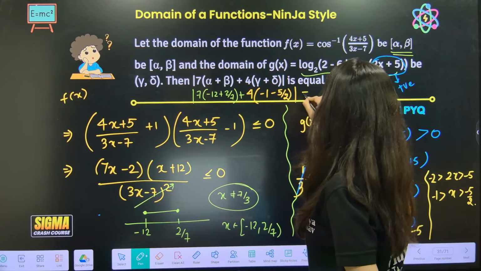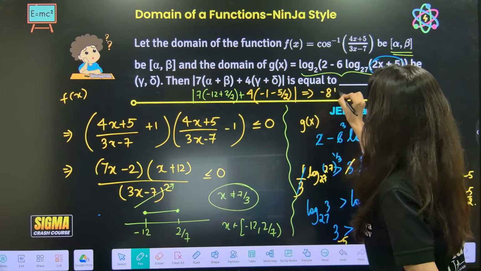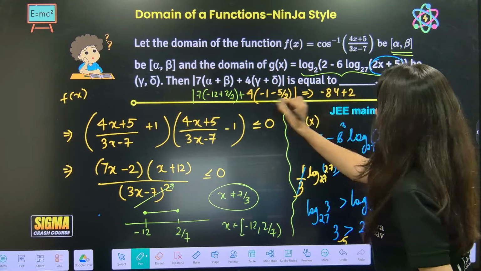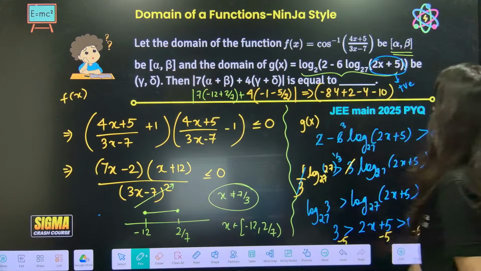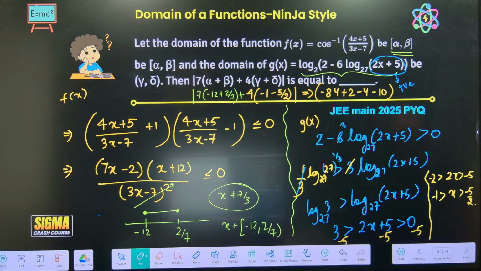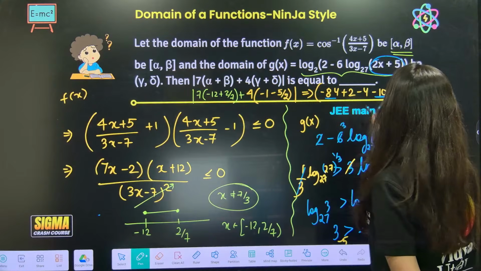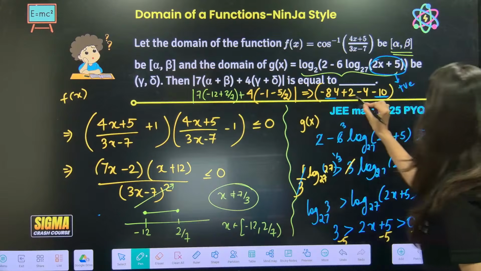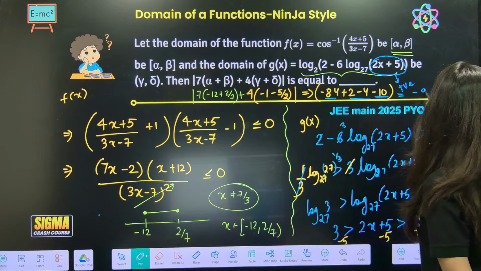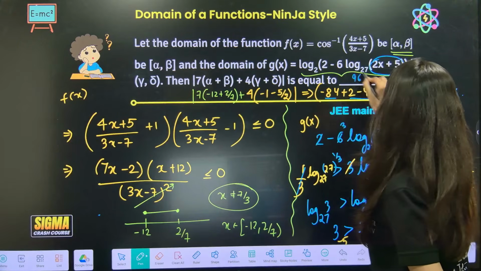Mod closed. Let's solve. If I multiply 7 by 12, it is minus 84 plus 2, and from here minus 4 and minus 10. This is your answer; mod is already there. So it is going to be minus 84, and minus 84 minus 10 is minus 94, and minus 94 minus 2 is minus 96. So the mod of minus 96 will give you 96 as the final answer. So 96 is the final answer.